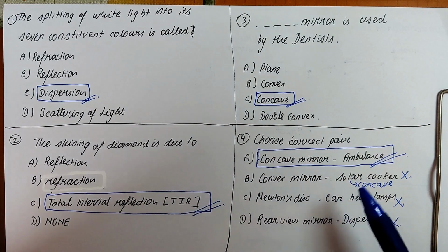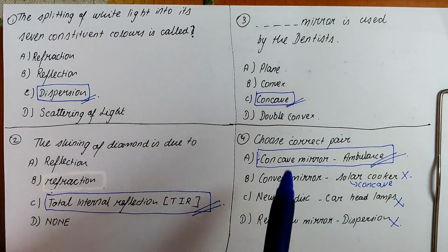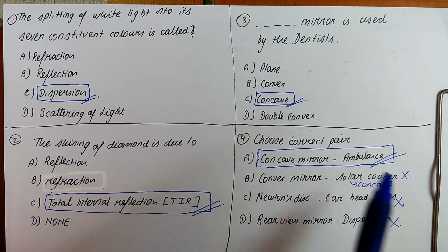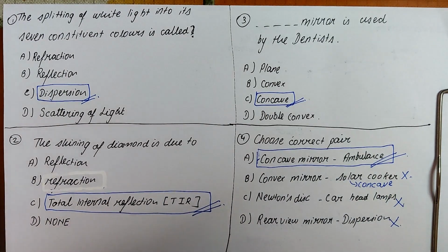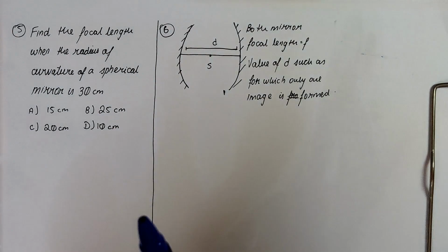Even the sirens have a concave mirror, which allows the light to go further into the distance. Now with that being said, let's go into some practice problems. Alright, to the practice problems.